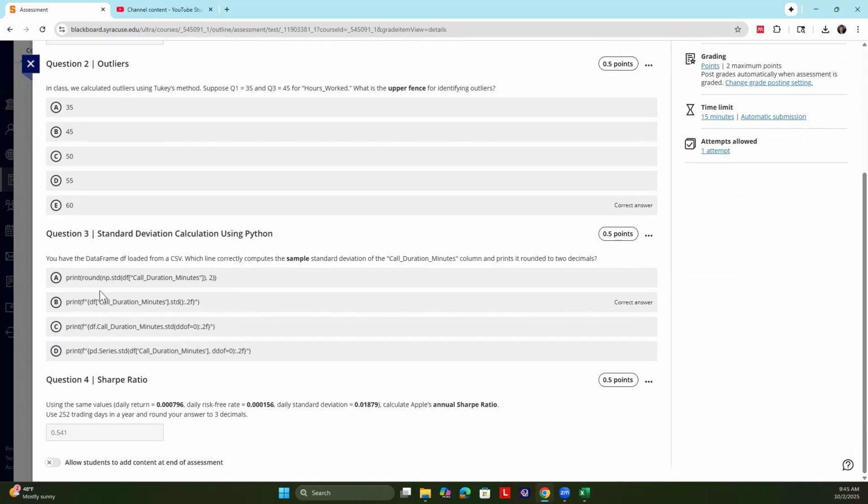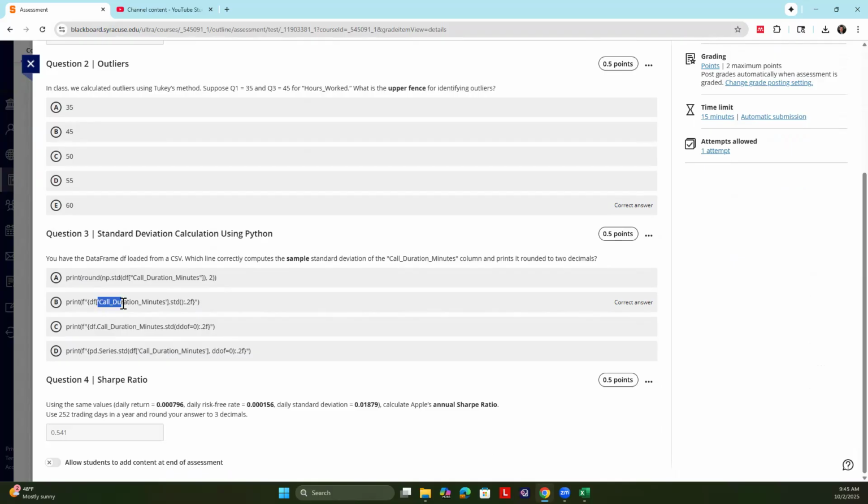Question number 3. You have the data frame loaded from a CSV. Which line correctly computes sample standard deviation? So standard deviation, we use std function. And here we will apply that function to the data frame.